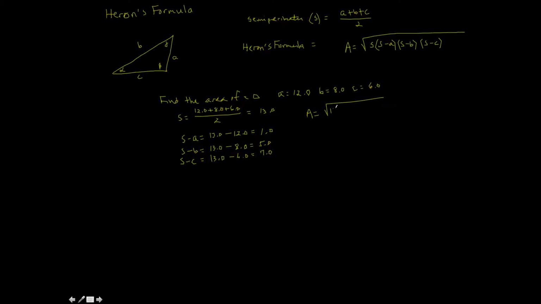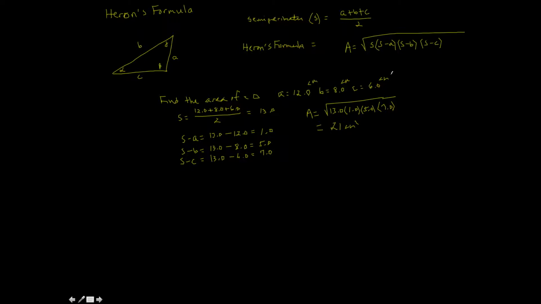So it's S, which is 13.0, times S minus A, which is 1.0, times S minus B, which is 5.0, times S minus C, which is 7.0. Punch all that out in your calculator, and you should get 21 square centimeters. If all these are in centimeters, by the way, I didn't write it, but that's how I knew it was square centimeters. I didn't just make that up. Okay, all these are in centimeters, so that's square centimeters there.